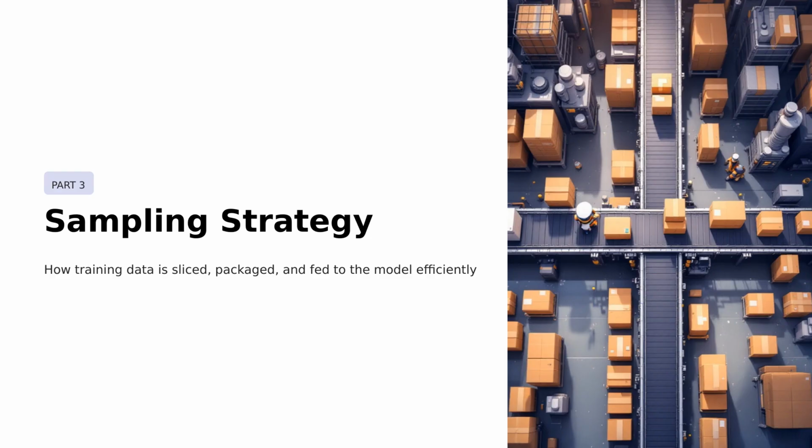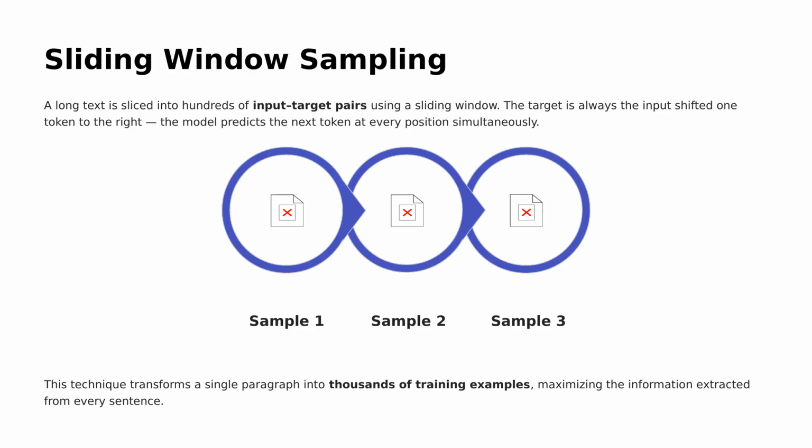Welcome to part 3 of our presentation, where we'll delve into our sampling strategy. This is a crucial step in machine learning, focusing on how we slice, package, and deliver training data to the model. By efficiently managing these processes, we ensure that the model receives diverse and representative samples, which are essential for its learning and performance. Let's explore the techniques and considerations involved in optimizing this aspect of our workflow.